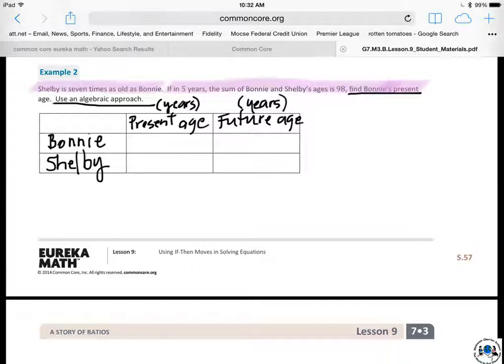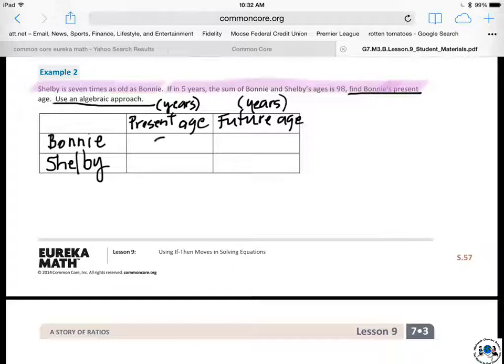All right, this chart's really helpful because you can create expressions on this chart for all these different things, for Bonnie and Shelby's present age here, and then Bonnie and Shelby's future age over there. And we're going to have expressions. Of course, this isn't going to solve anything quite yet, but we have the expressions we can use to plug into our equations, okay? So for Bonnie, we are solving for Bonnie, okay?